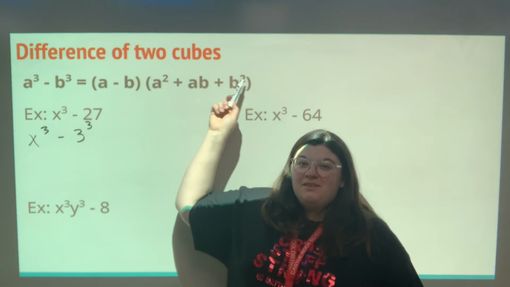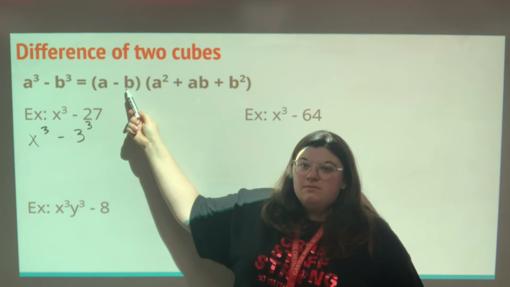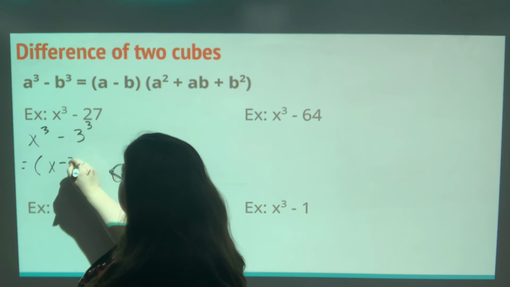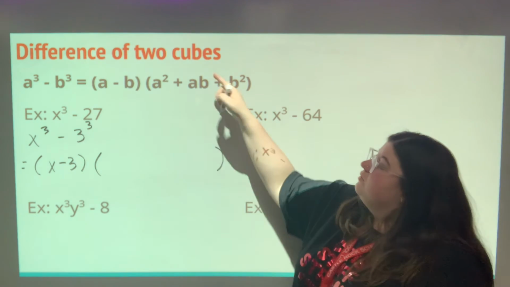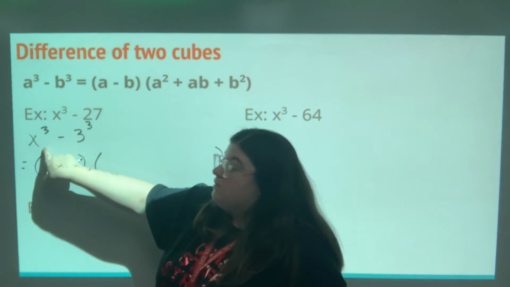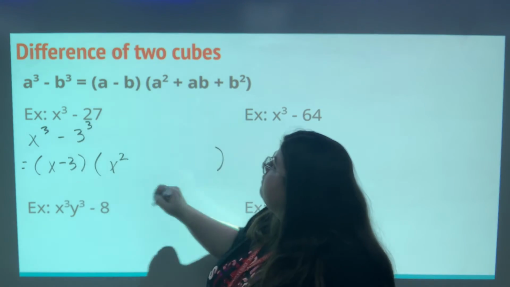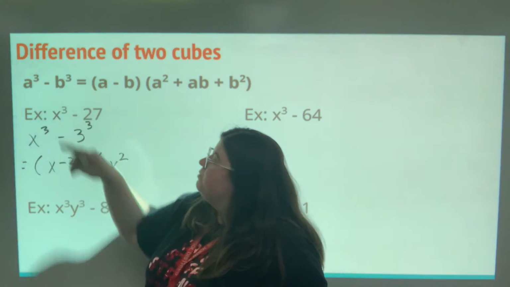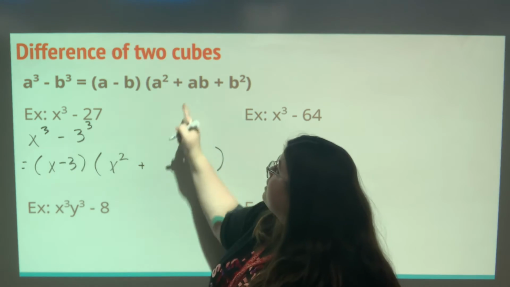So now we can just kind of follow this thing here, right? This says, we'll take those numbers that are being cubed and subtract them. So this is going to factor out to be x minus 3 multiplied by a second polynomial. Here we have a squared. So that was the first term, in this case, x. So I'm going to take x, I'm going to square it, plus a times b. Again, those were the things that were being cubed and subtracted. So it's x times 3, right? So plus 3x.